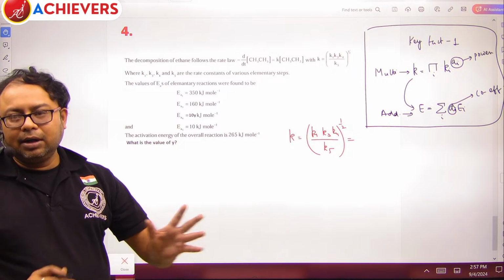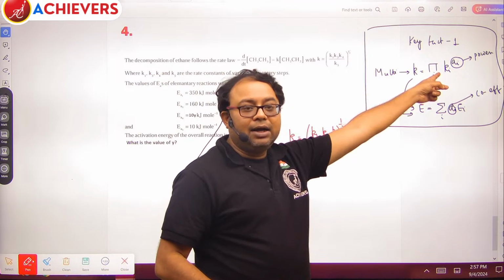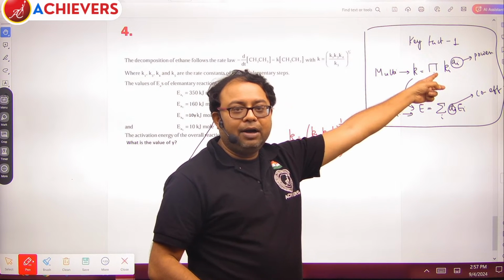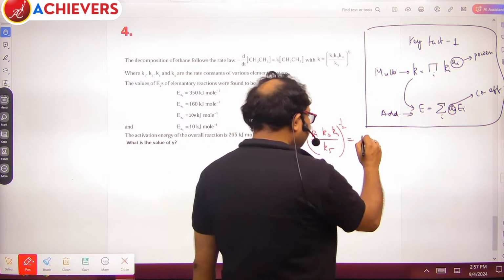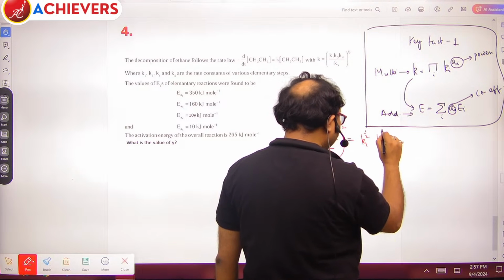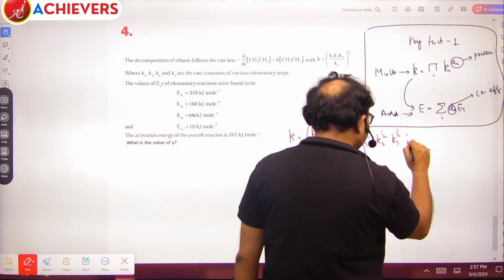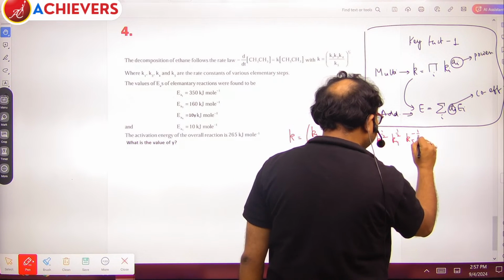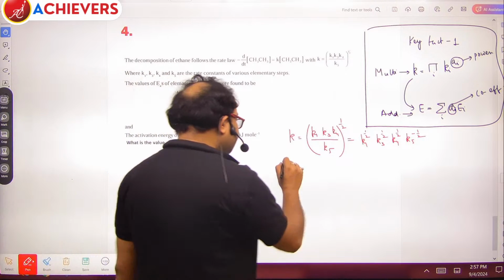Just expand it in the way it was done here. K1 to the power A1, K2 to the power A2, K3 to the power A3. So it becomes K1 to the power half, K3 to the power half, K4 to the power half, and K5 to the power minus half. It's quite clear. So what will be the expression of activation energy?